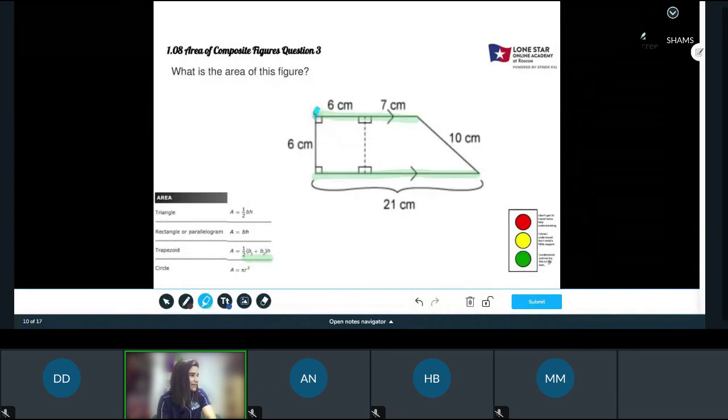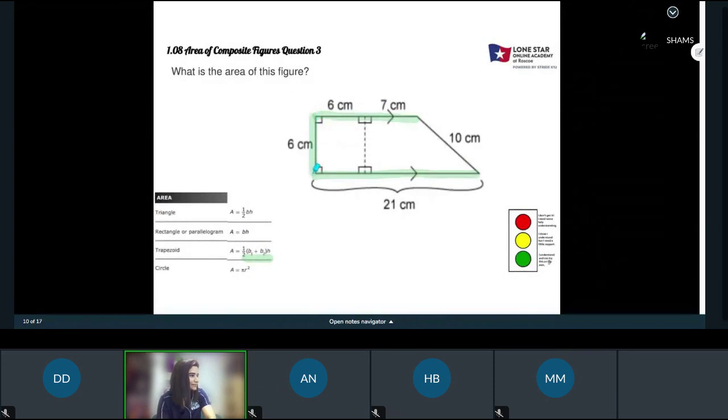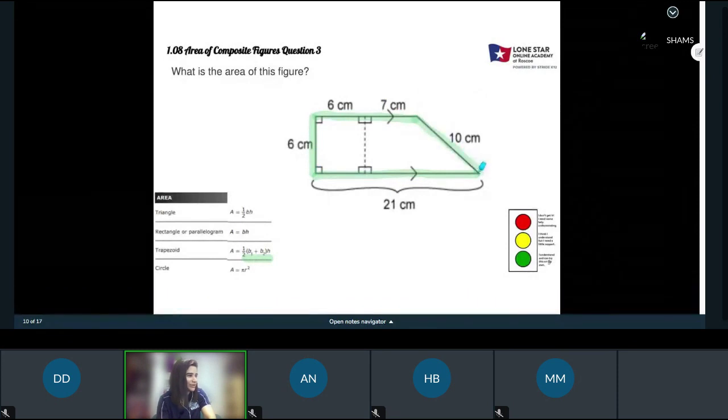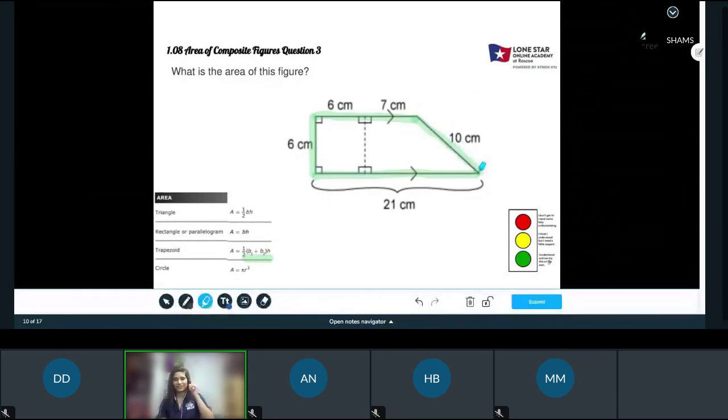Then you also have the height. Go ahead, get started. Treat it like a trapezoid and find the area of the trapezoid. Get started, everybody. I'm going to look at your slides and give you feedback. Don't do any other way. Treat it like a big trapezoid.